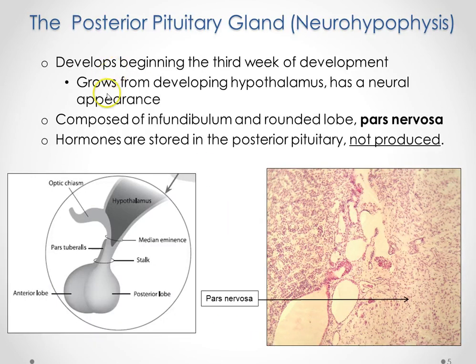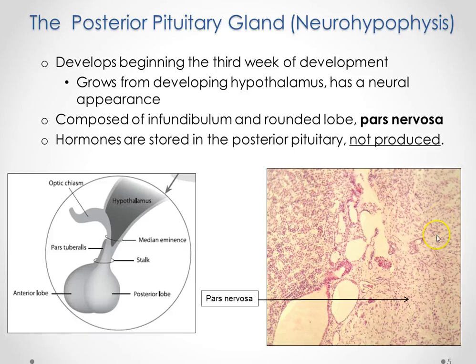Now we're going to move over to the posterior pituitary gland. You could also call this the neurohypophysis. This area also is going to start developing about the 3rd week of development, but it's going to develop from the hypothalamus. That's why it has that direct connection to the hypothalamus. Around that 3rd week, it's going to start forming and growing from that hypothalamus. The hypothalamus is part of the brain, which is composed of nervous tissue. So it would make sense that that posterior pituitary gland also has the appearance of nervous tissue.